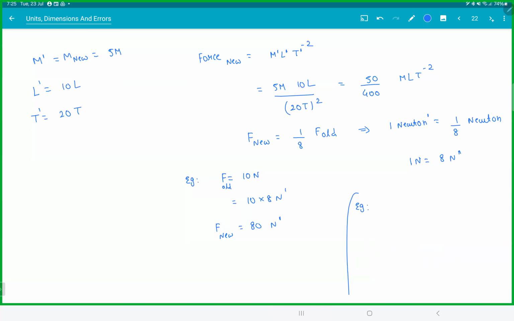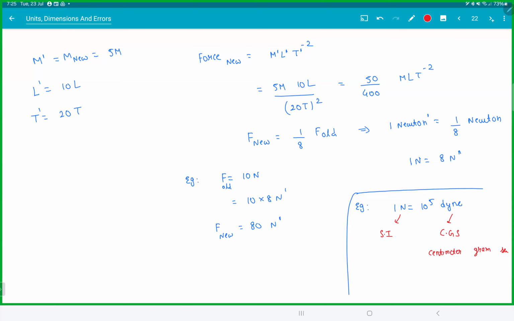So we have something like this in SI and CGS units. 1 Newton is 10 power 5 dynes. So Newton is a unit in SI, dyne is a unit in the CGS system. CGS means they use centimeter, gram, and second. Clear?